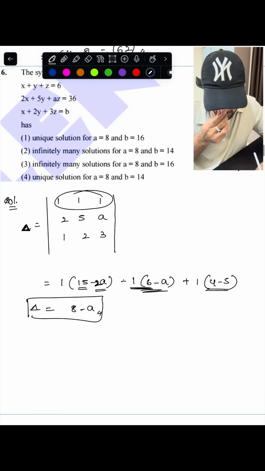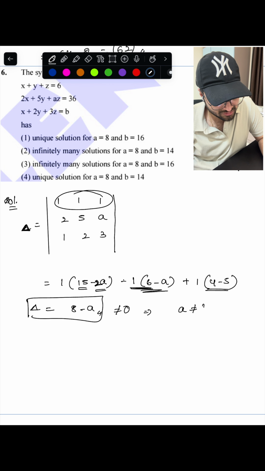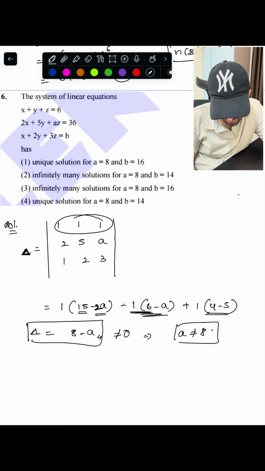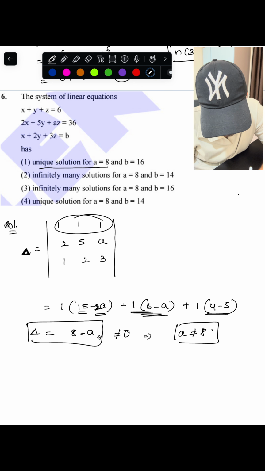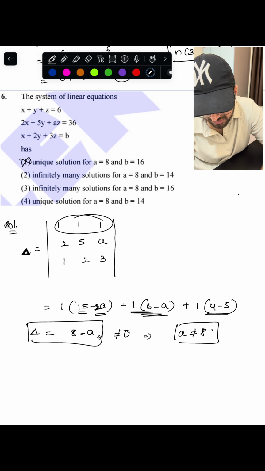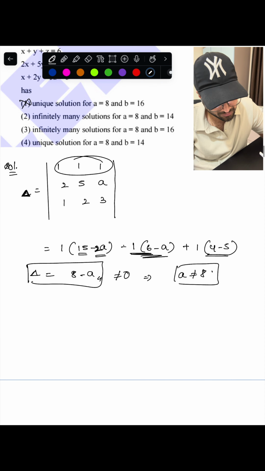Now if this is not equal to 0, then definitely you will have a unique solution. That means a should not be equal to 8. But the first option says unique solution for a equals 8. That is absolutely wrong, so this option is wrong. If a equals 8, either no solution or infinite solutions will be possible.